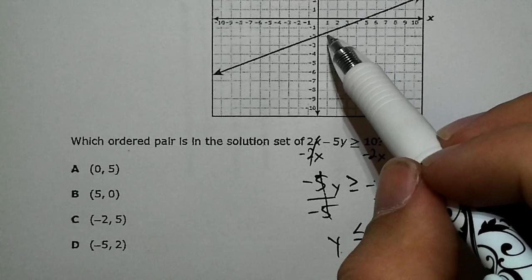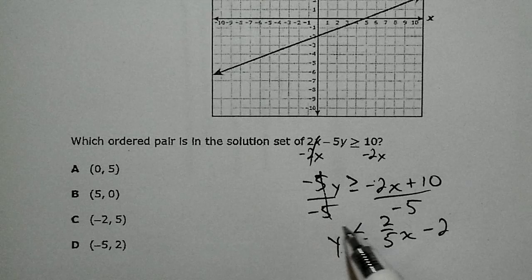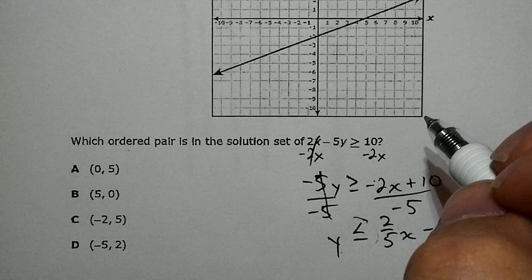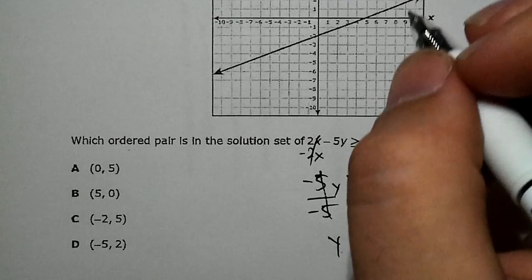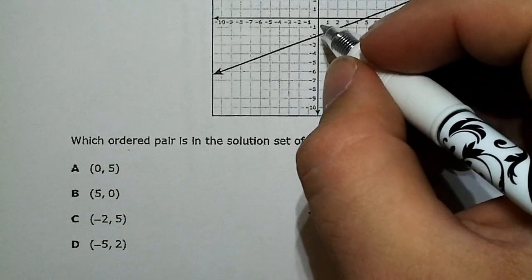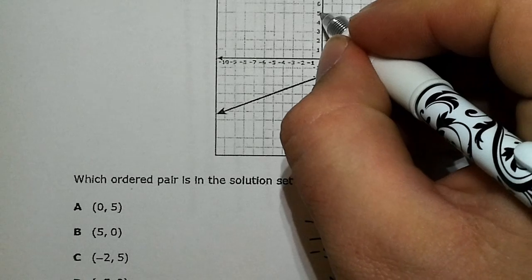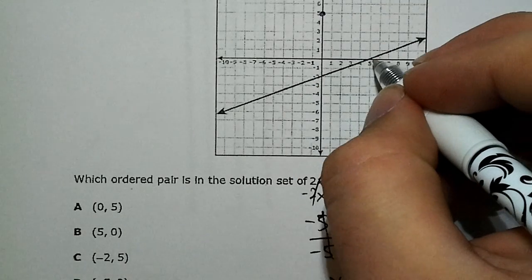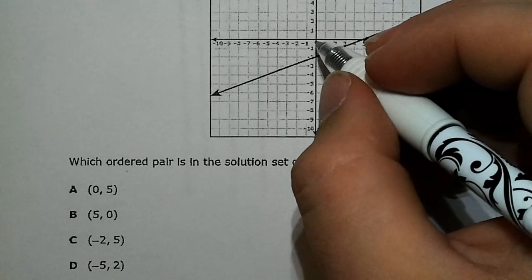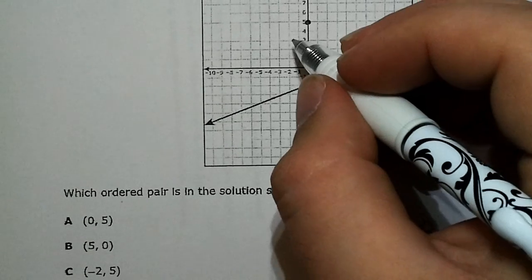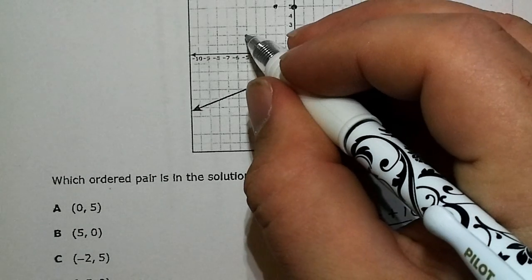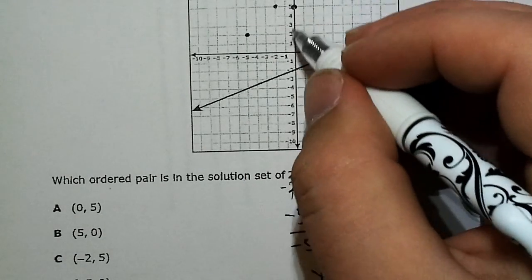Now, they already have that graphed, but we had to do this part to see our symbol flipping to the other way. So which one is less than or equal to? All we have to do is get a test point. So I'm going to go ahead and plot all my points. 0, 5 is up here. 5, 0 is right there. -2, 5. And -5, 2. Well, we see all of our points are above this line.